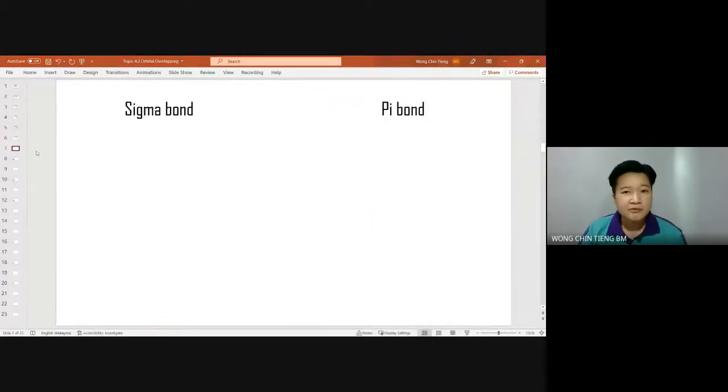Okay, next we will be going into sigma and pi. The most important thing and the only last thing that I will discuss. Over here, bila kita ada sigma and pi, anybody can tell me the difference? Anyone? Any difference? Macam mana boleh dapatkan sigma? How do we get sigma? What type of overlapping?